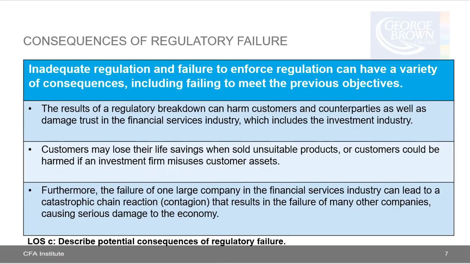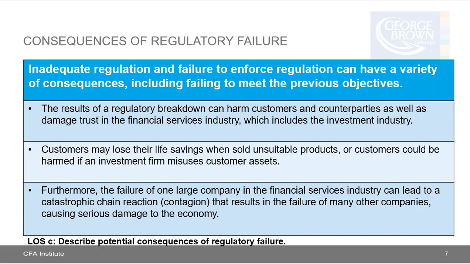Learning outcome statement C is describe potential consequences of regulatory failure. So inadequate regulation and failure to enforce regulation can have a variety of consequences, including failing to meet the previous objectives. So there's 3 bullet points here. The first one is the results of a regulatory breakdown can harm customers and counterparties, as well as damage trust in the financial services industry, which includes the investment industry. Second main point, customers may lose their life savings when sold unsuitable products, or customers could be harmed if an investment firm misuses customers' assets.